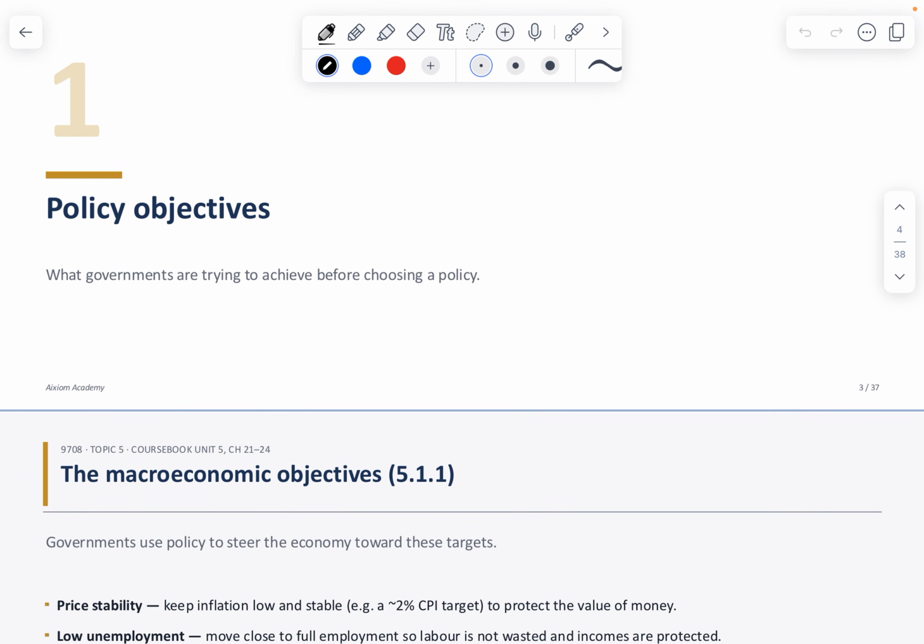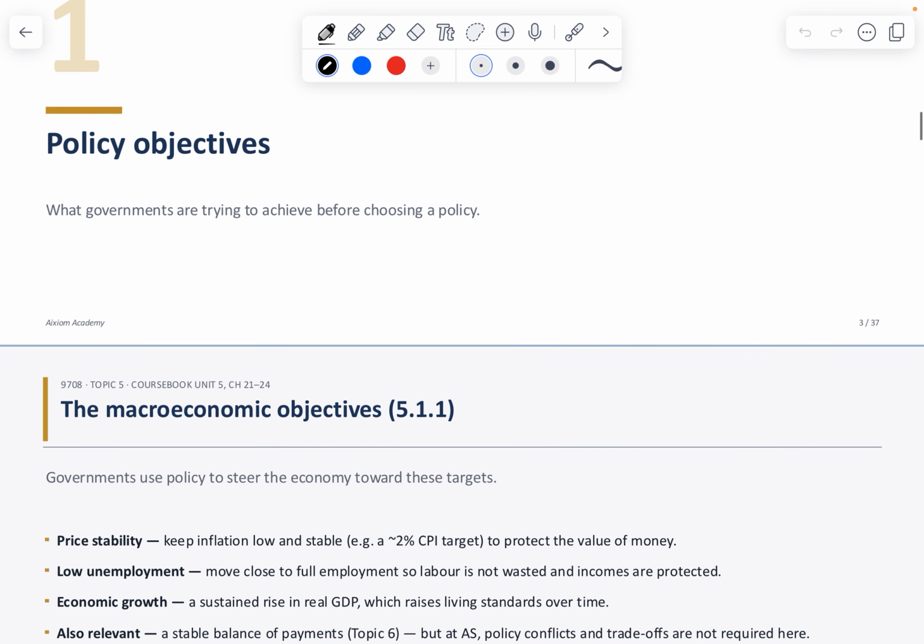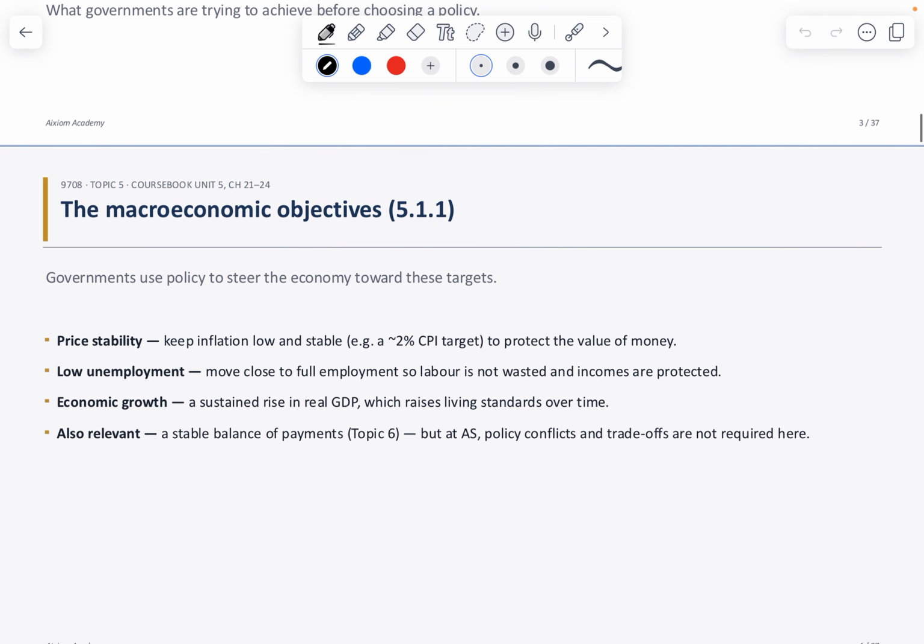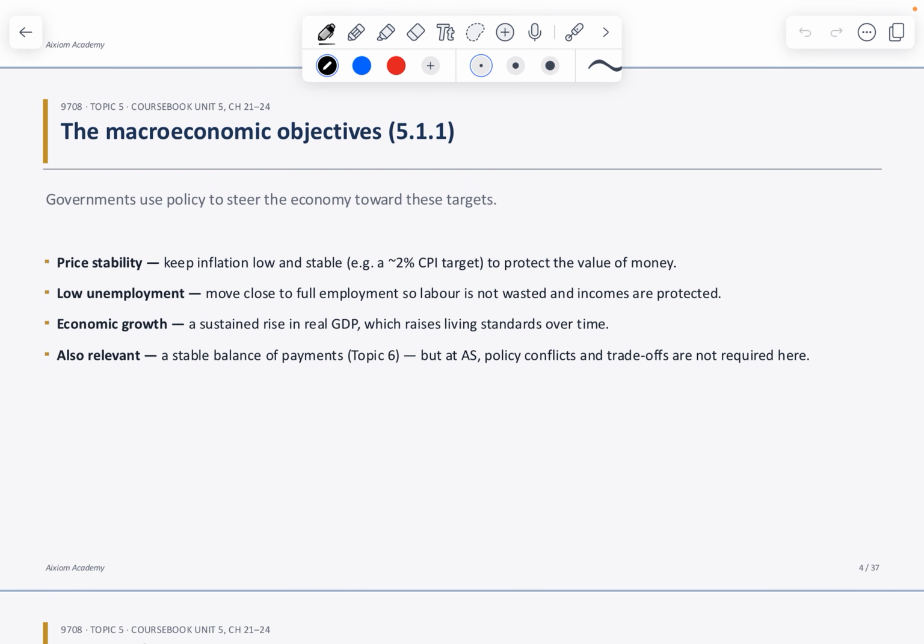Now, coming to the real policy objectives. In the AS level, it is basically divided into three parts, which are price stability, low unemployment, and economic growth. There are also other relevant aims, like a stable balance of payments or sustainability, etc. But in AS level, we mainly focus on these three aims.